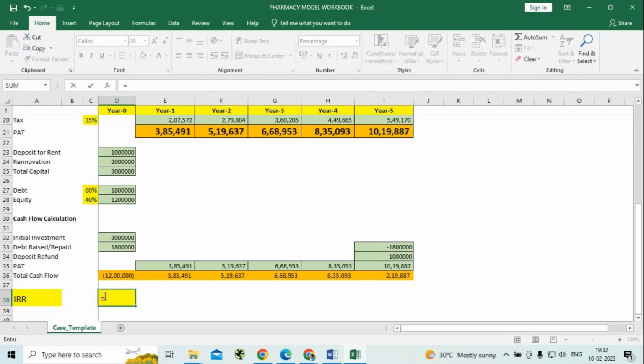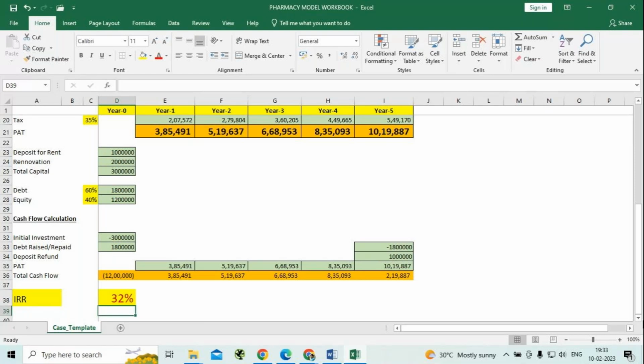So the IRR calculation will be done by using the IRR function. Here you are supposed to select the total cash flow values. So total it up and check it out. So it gives a 32% rate of return.